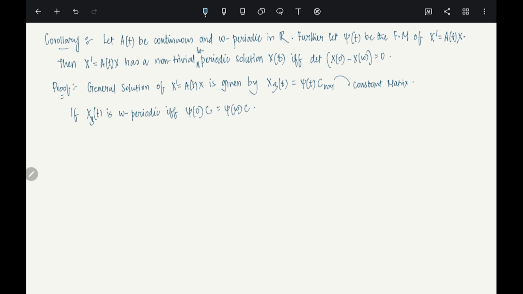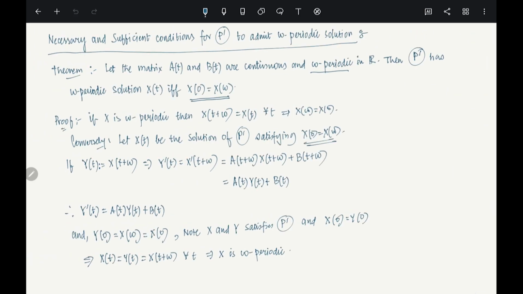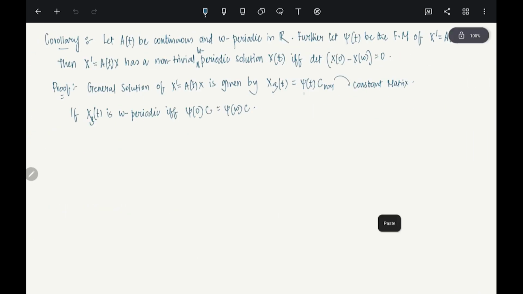Why is it true? Because of the earlier problem. If in this problem you take B to be 0, it is saying the problem has a w periodic solution if and only if x of 0 equals to x of w, right? So let's say x is a w periodic solution, that's the general solution. There is a w periodic solution if and only if x of 0 equals x of w, and that will imply phi 0 times c is phi w times c. What does that imply? That will imply the system phi 0 minus phi w, times c equals to 0, has a non-trivial solution.